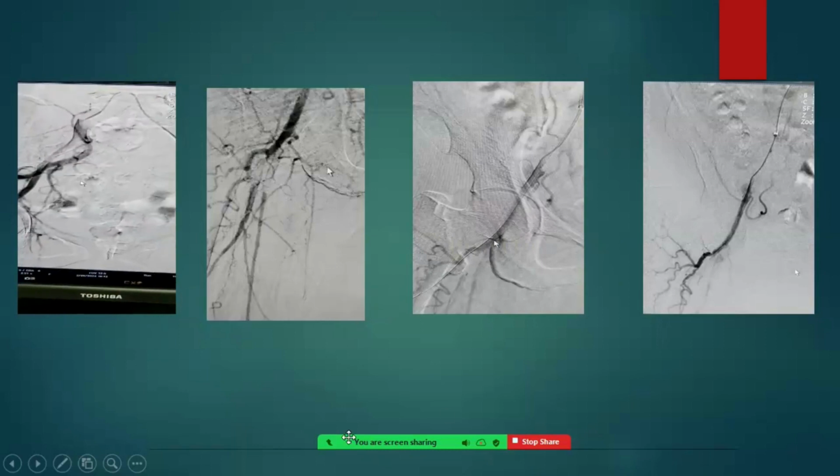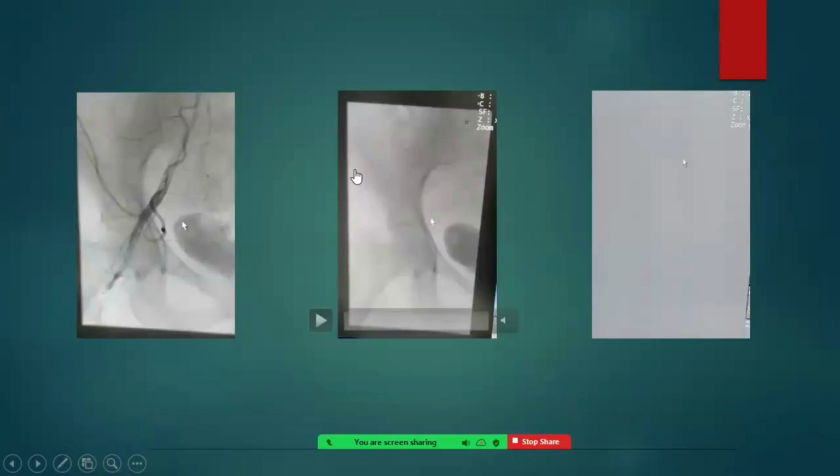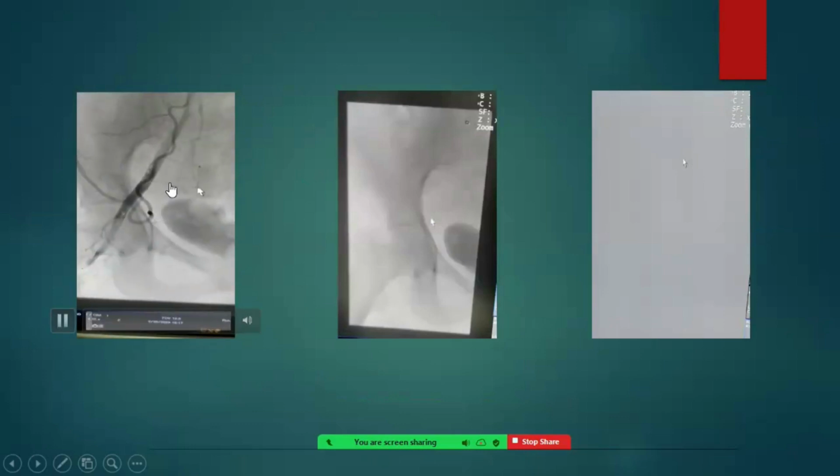So while doing this case, we have the crossover sheath. While taking the angio, we did not attach the saline flush to the crossover sheath. The large thrombus which formed within the sheath was extending to the external artery. So everything was gone, no flow in the profunda.